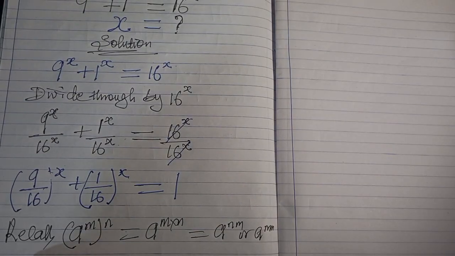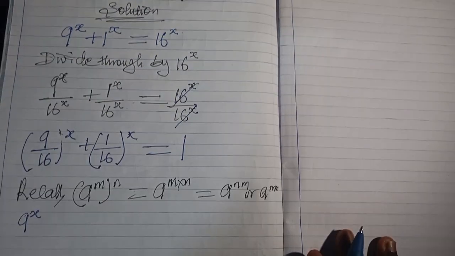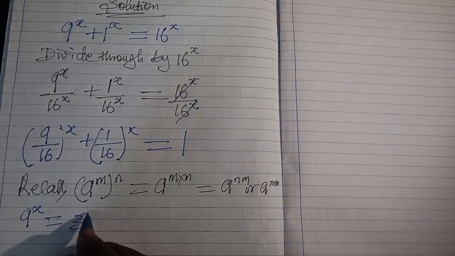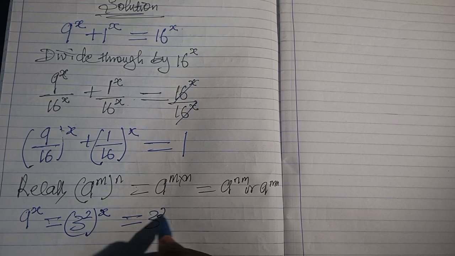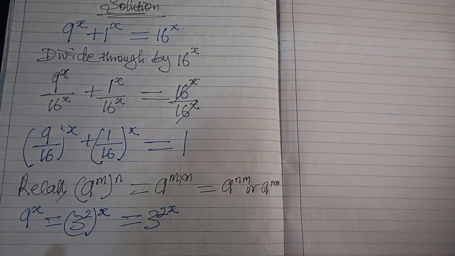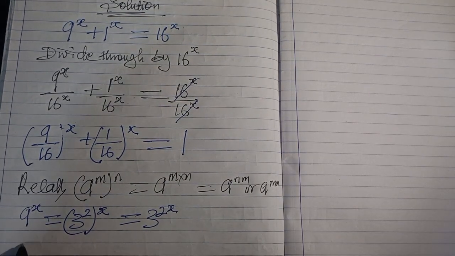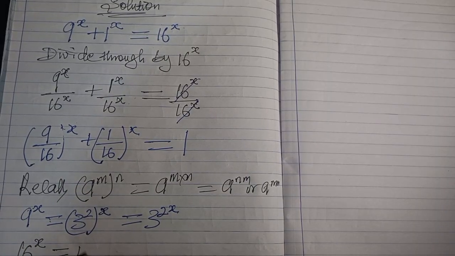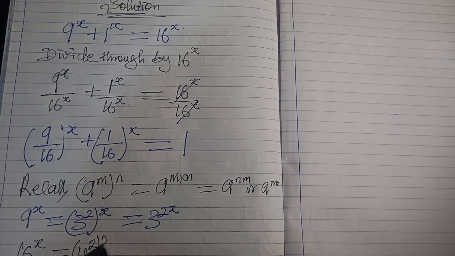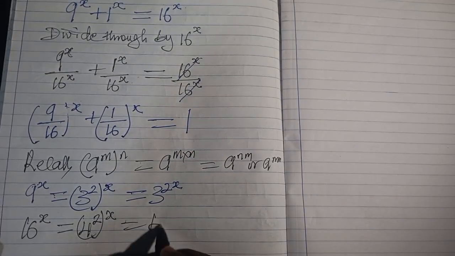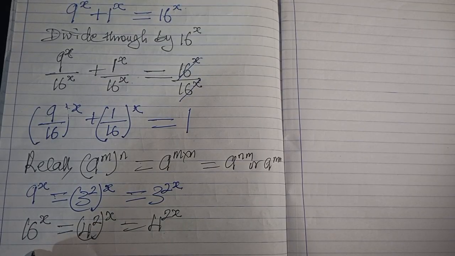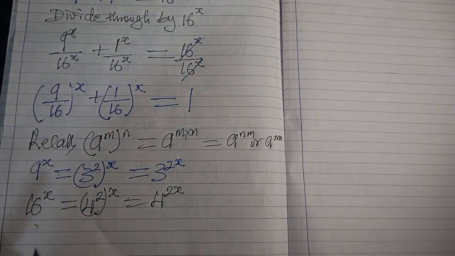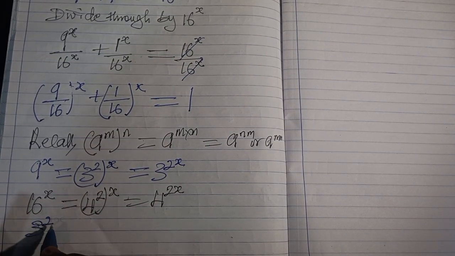Okay, from here, 9^x is the same as 3 raised to power 2, all in x. Applying this rule, it becomes 3^(2x). Good. Similarly, 16^x is the same as 4 raised to power 2, all in x, which is equal to 4^(2x). So let's replace it here. We can have 3^(2x) over 4^(2x).